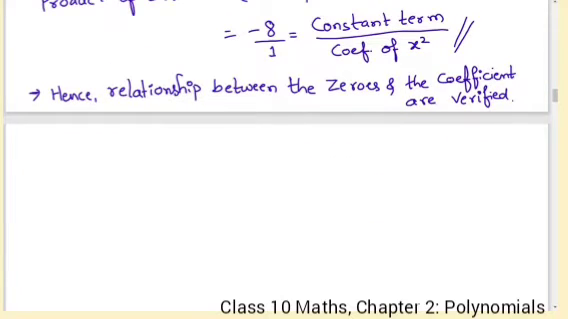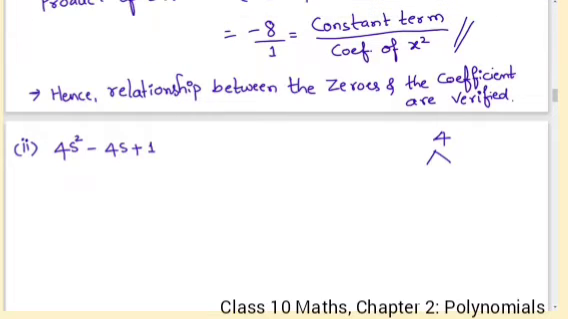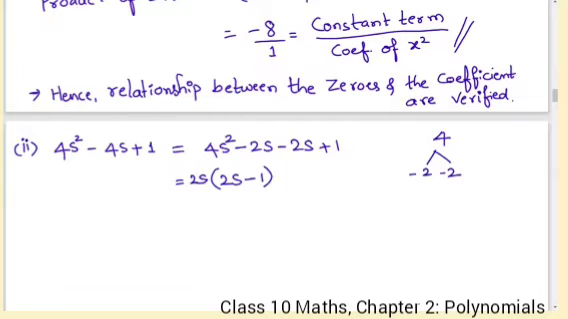Now second one, 4s square minus 4s plus 1. Here 1 into 4 is 4. So factors are 2 into 2, minus 2 into minus 2. Then this equation becomes 4s square minus 2s minus 2s plus 1. Here take 2s as common. Remaining terms are 2s minus 1, in bracket 2s minus 1.